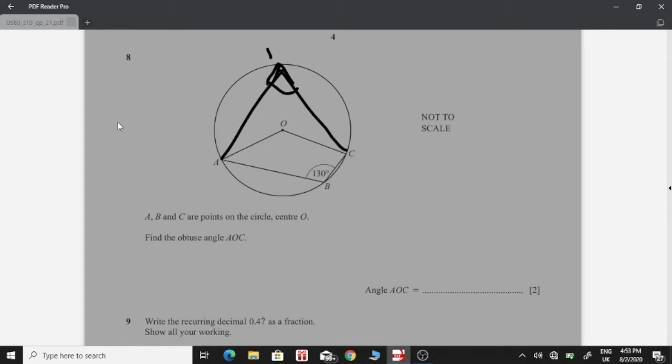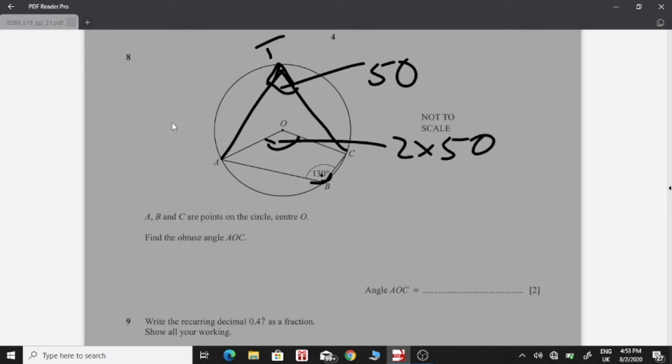and if this was, let's suppose, angle ATC, this would have been 180 minus 130 since these two would have been opposite angles in a cyclic quadrilateral. So this would give us 50 degrees. And AOC would have been 2 times 50 since the angle at the center is twice the angle at the circumference. And we'd get our answer as 100 degrees.